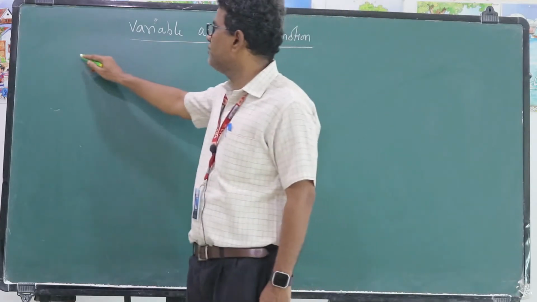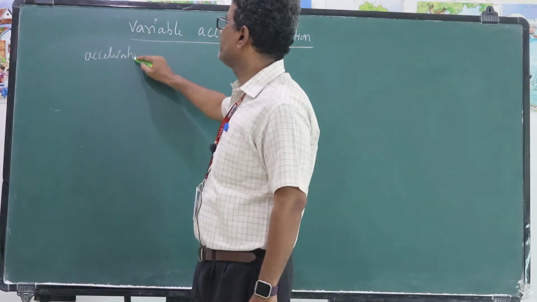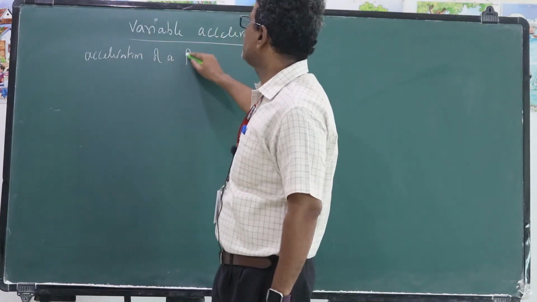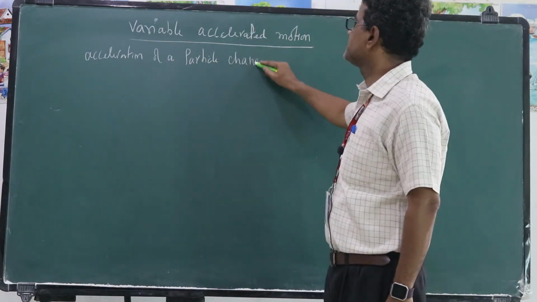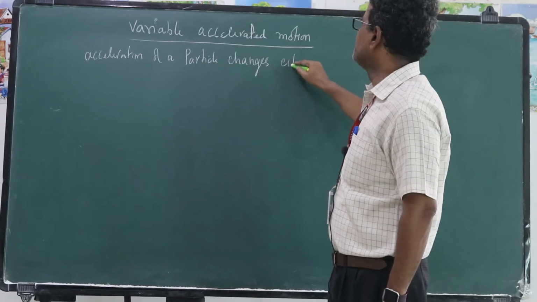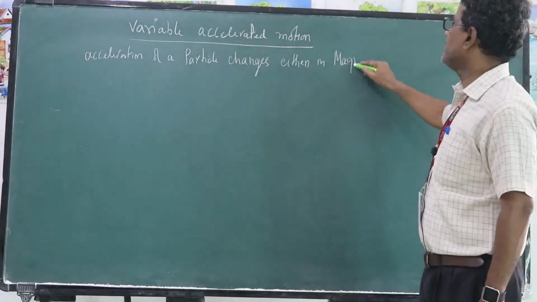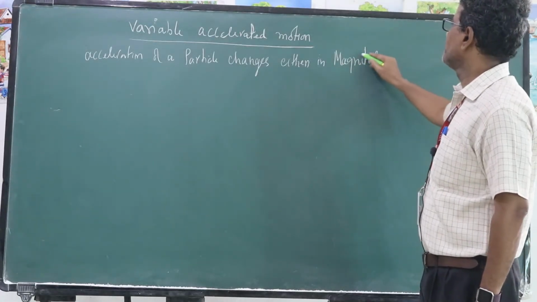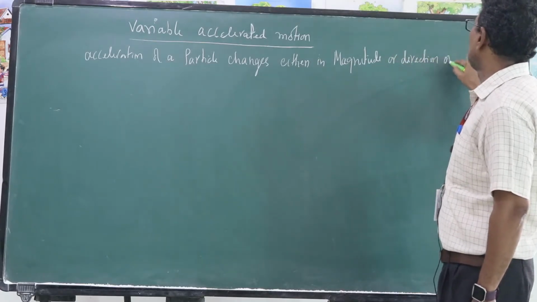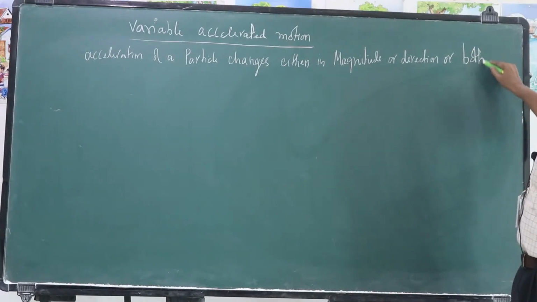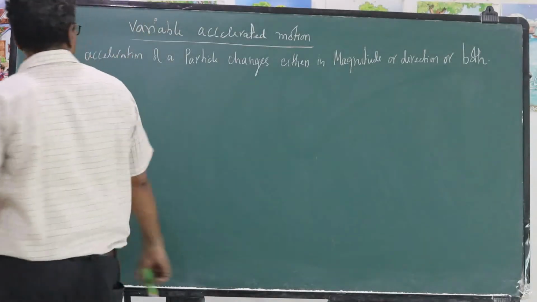So what is variable accelerated motion? If the acceleration of a particle changes either in magnitude or direction, or both, such a type of motion is called variable acceleration motion.